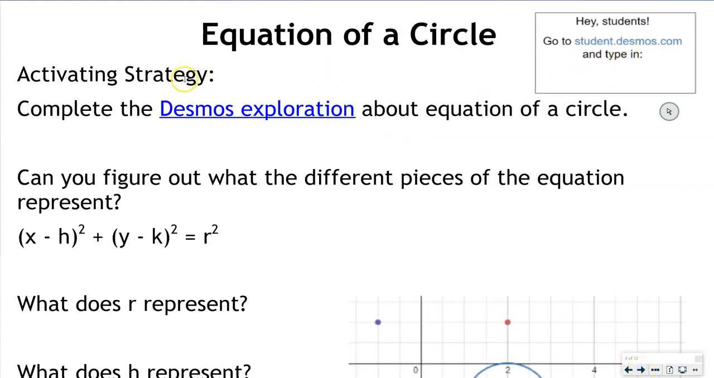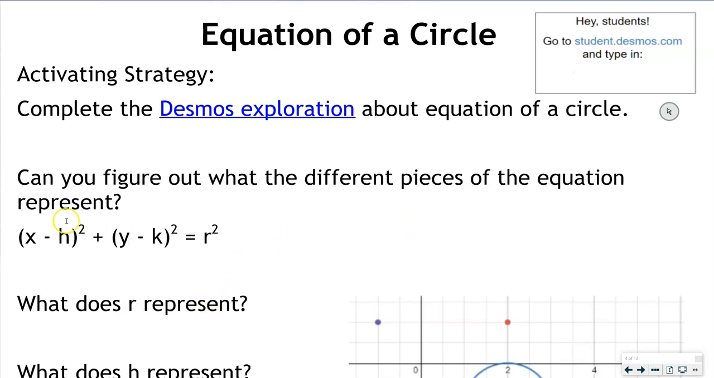So first of all, I need you guys to go to an activating strategy that we have. It's a Desmos exploration about equations of a circle. So the teacher's going to give you guys the codes. My classes, we did Desmos the week before I left. So I had you all sign in, and Miss G can help you if you are having difficulty doing that. But you guys should go in there. The exploration activity is there. It should take you about 5 minutes. Okay, go ahead and do that, and then we'll come back to me when you're done.